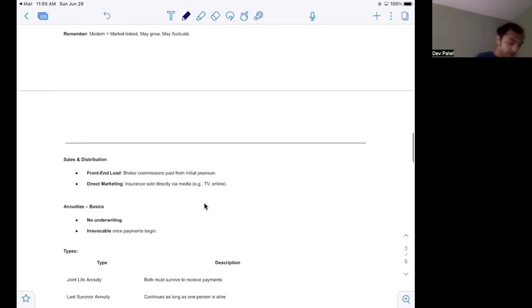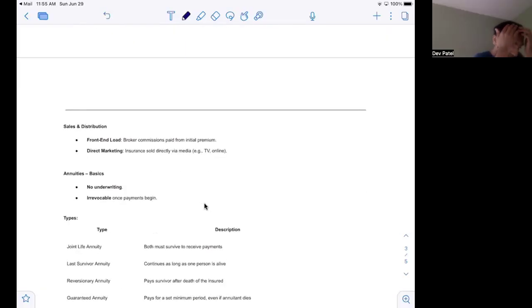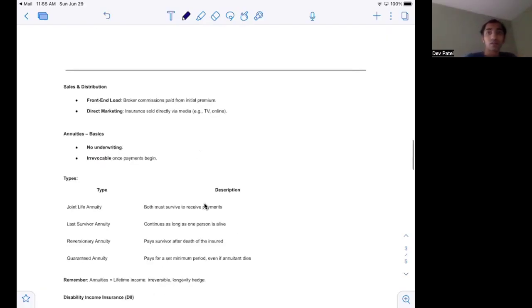And then we also have some sales and distribution concepts. A front-end load is typically when the broker commissions are paid from the initial premium. So typically, for the first year premium they get a higher percentage of that. And annuities, one of the main things: no underwriting for annuities, because one of the things that contrasts annuity with whole life insurance is you actually don't want the insured to live as long as possible.